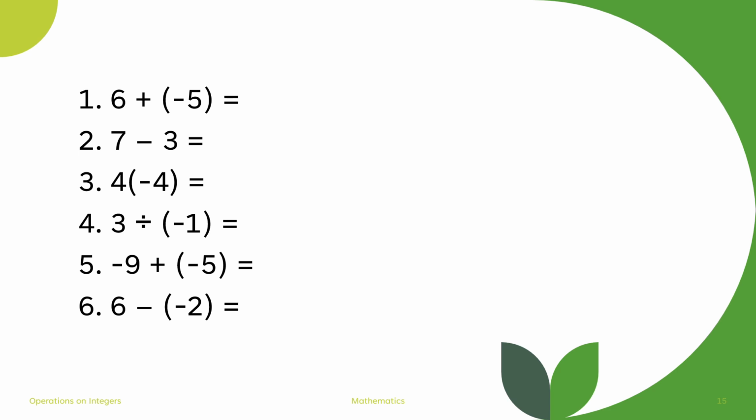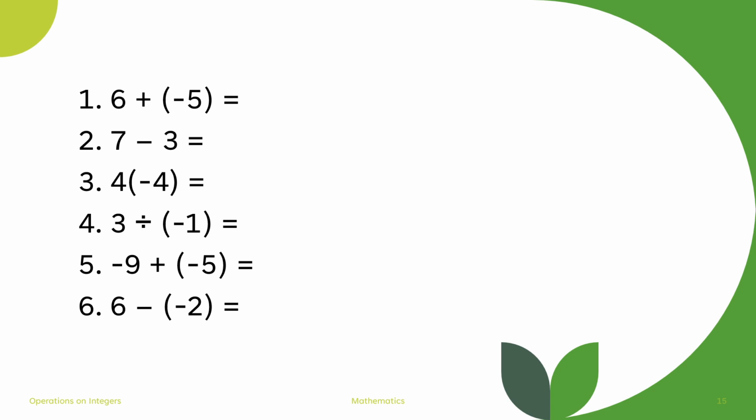6 plus negative 5. Here we have add integers. The different sign, you subtract and take the sign of the biggest number. 6 minus 5 equals 1 as our final sum. 7 minus 3. Here we have subtract integers. You can write it as KCO, keep change opposite. 7 plus negative 3 equals positive 4. 4 times negative 4, different sign, the answer is negative. 4 times negative 4 equals negative 16 as our final answer.